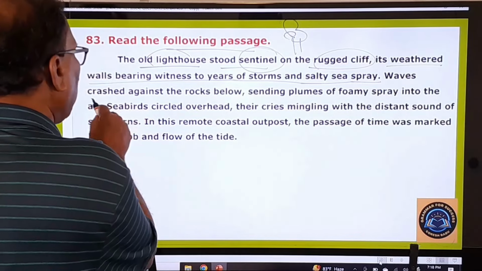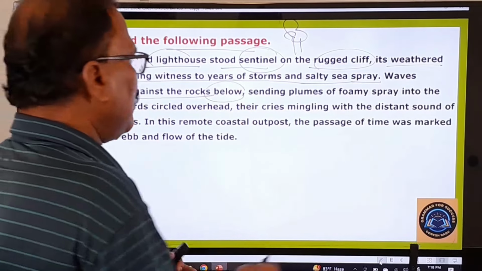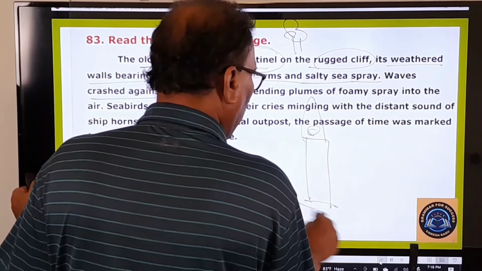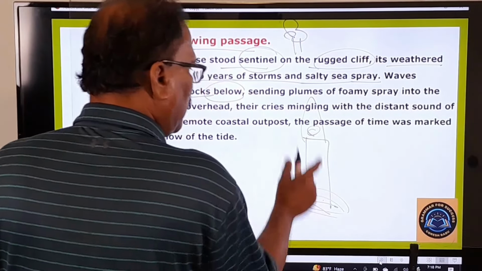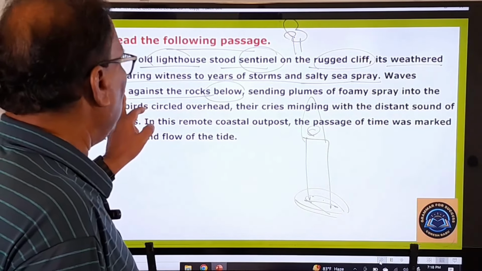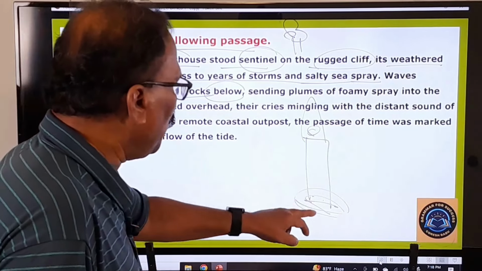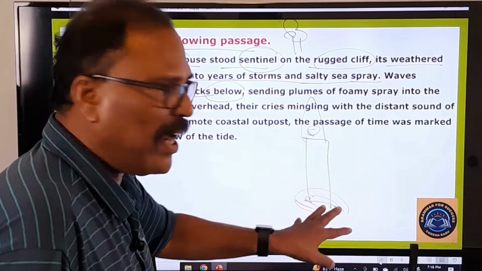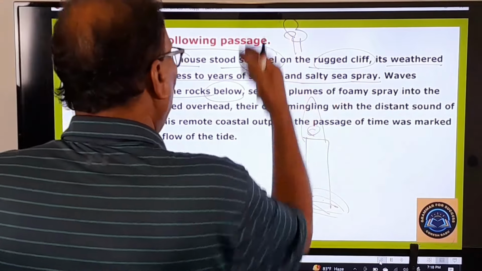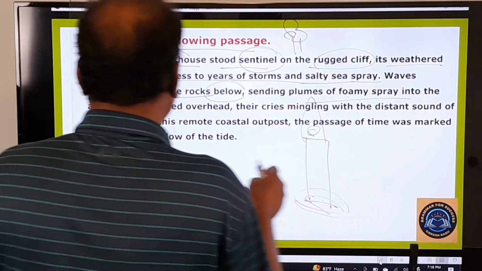Waves crashed against the rocks below. This is a big tower, and at the bottom, it's a stone construction. And what happens? The waves crashed against the rocks below. Here are big rocks, and all the waves are coming and dashing against the rocks that are beneath this lighthouse, sending plumes of foamy spray into the air.